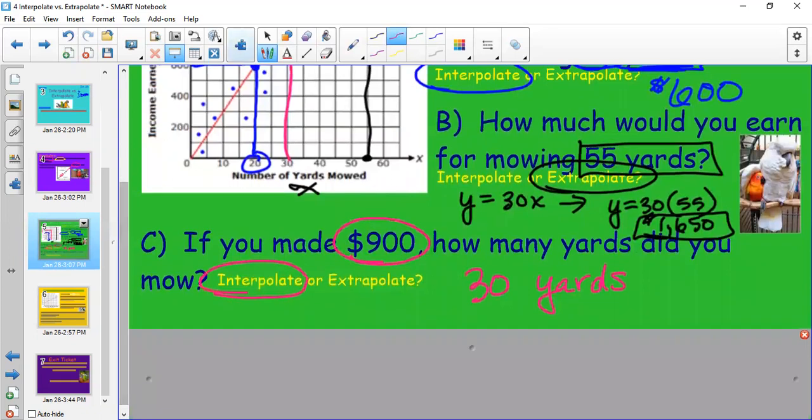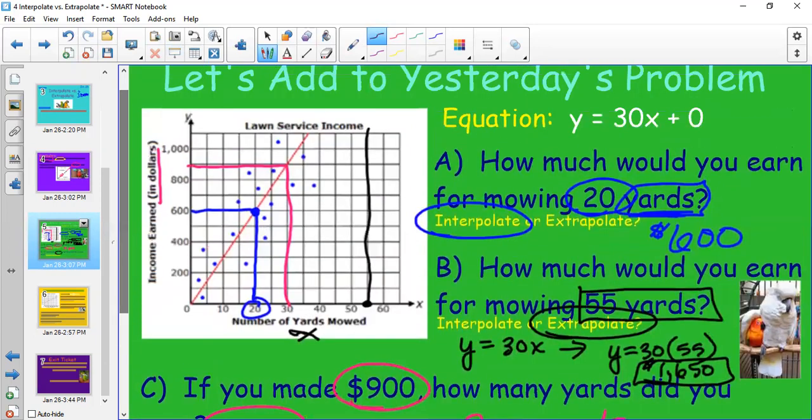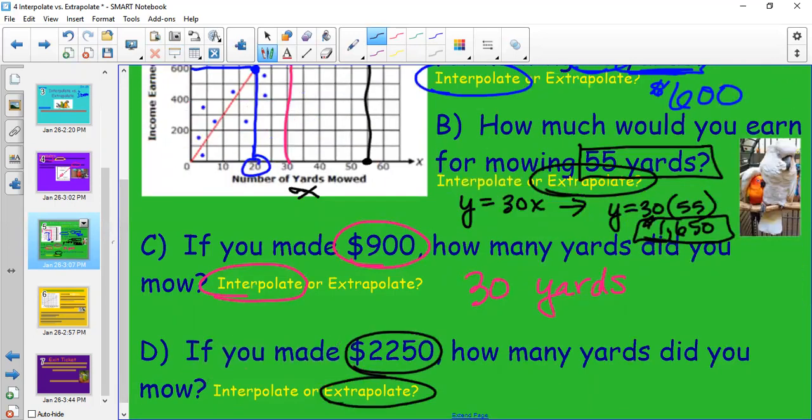Okay, I'm going to go down to the last question here. What if we made $2,250? Let's find that money on our y-axis. Oh, that's off our graph. That would be extrapolation here. That's when you use your equation.